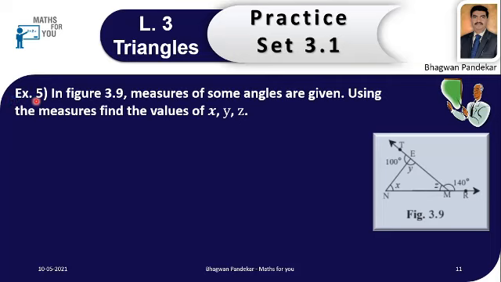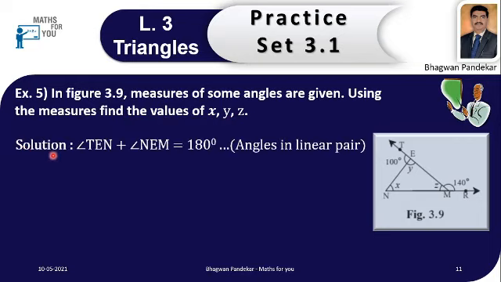Example number 5. Alongside the figure 3.9, measures of some angles are given. Using the measures, find the values of x, y and z. Observing this figure, we can write the solution. Solution. Angle TEN plus angle NEM is equal to 180 degrees. Reason is angles in linear pair.